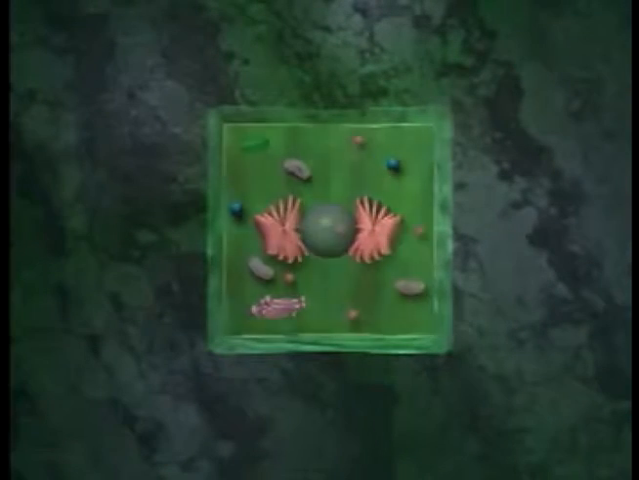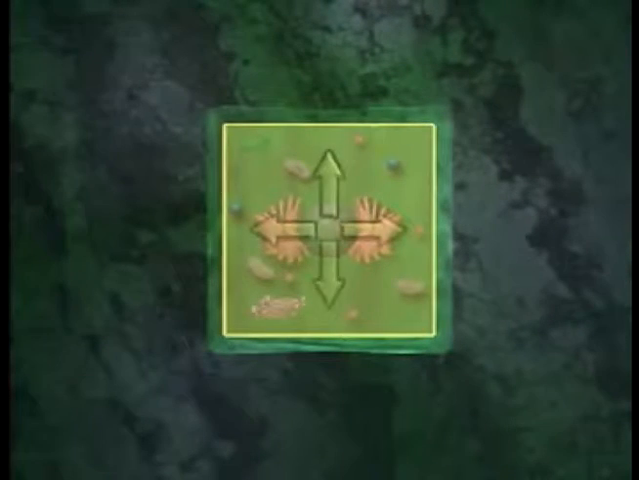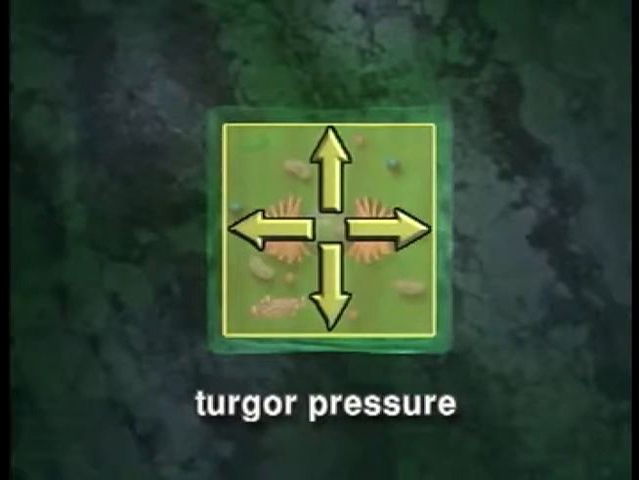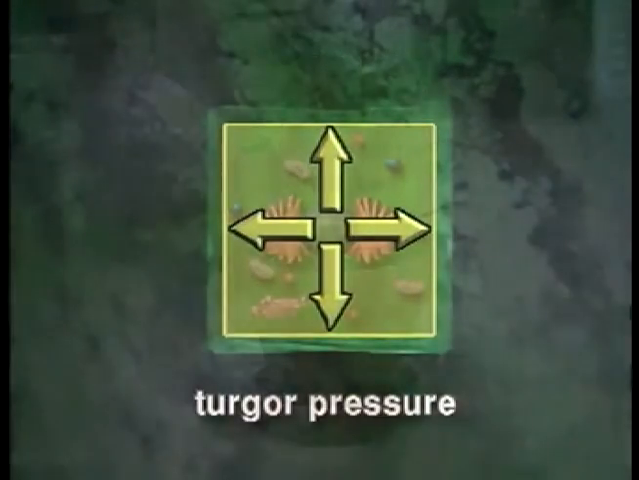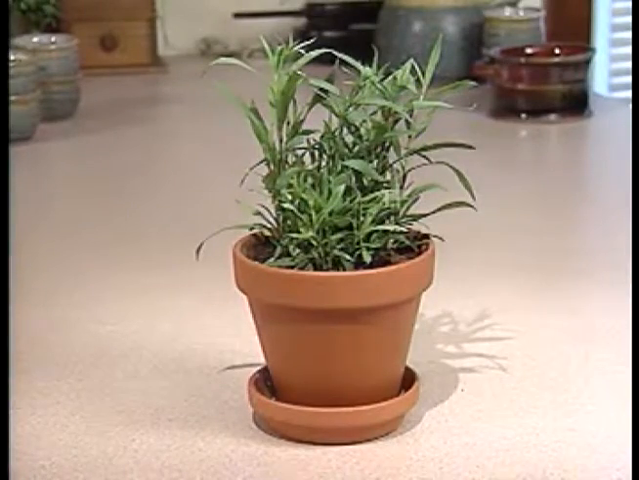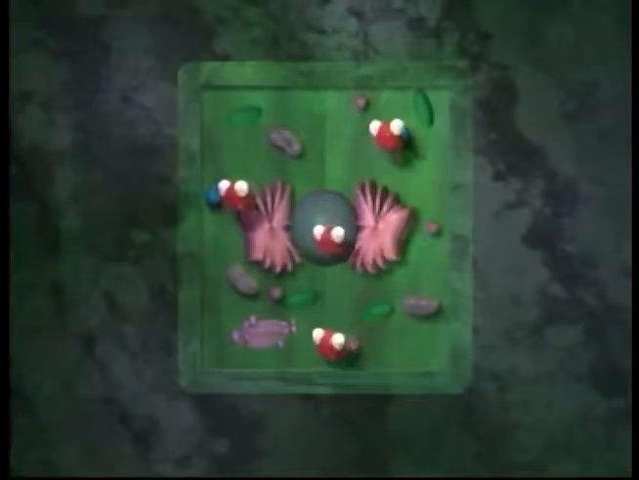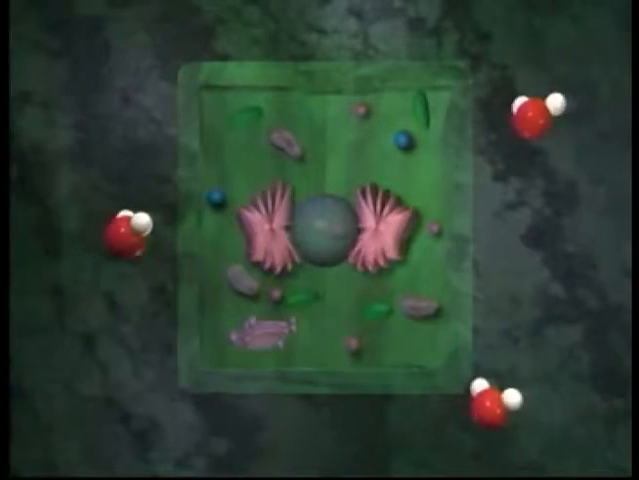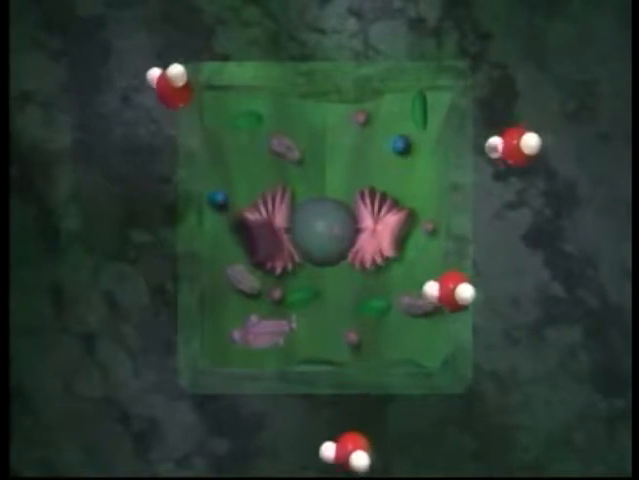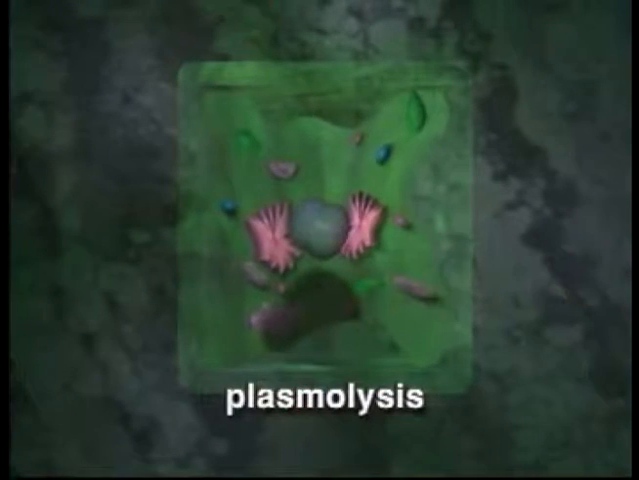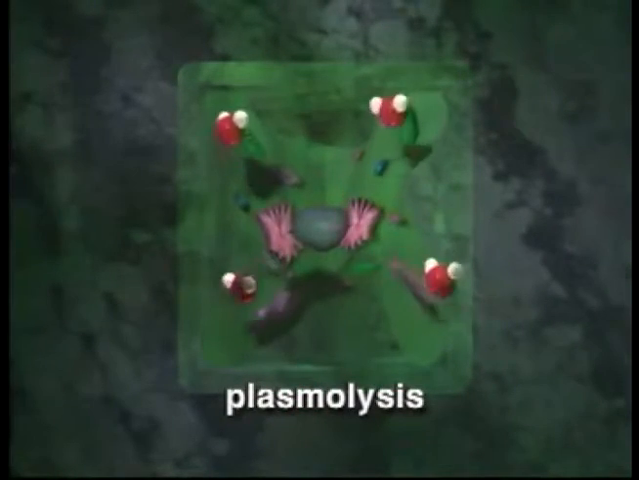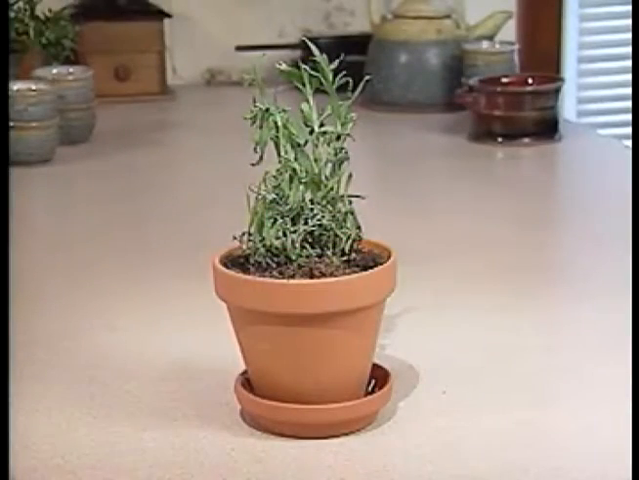In normal conditions, the cytoplasm inside a plant cell exerts a force called turgor pressure against the cell walls. This gives the plant support and rigidity. Plant cells in a hypertonic environment lose water due to osmosis. The cytoplasm shrinks away from the cell walls. It's called plasmolysis. The loss of pressure against the sides of the cell walls causes the plant to wilt.